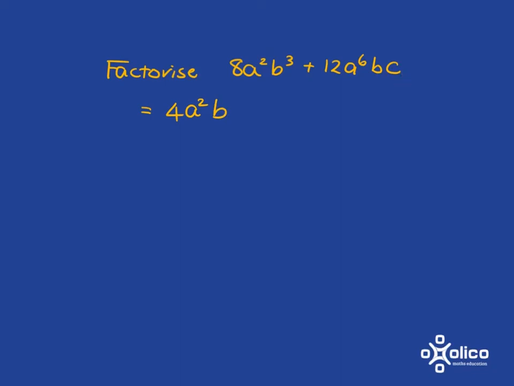And then here you've got a c, but here you've got no c's, so you can't put any c's in the highest common factor because then it won't divide into this term. Now we just need to figure out what goes in this bracket.